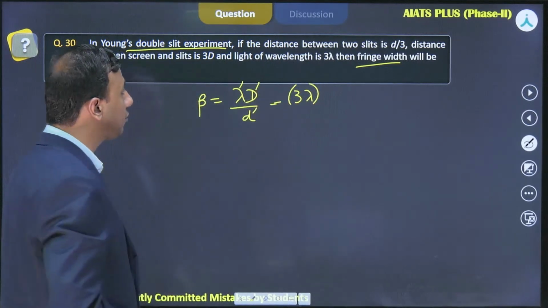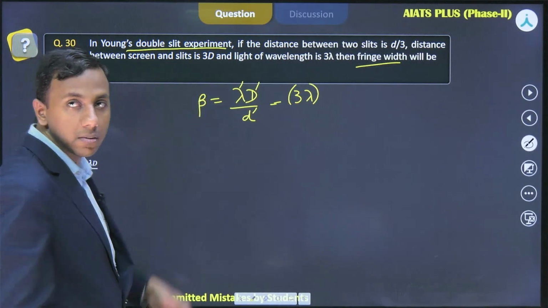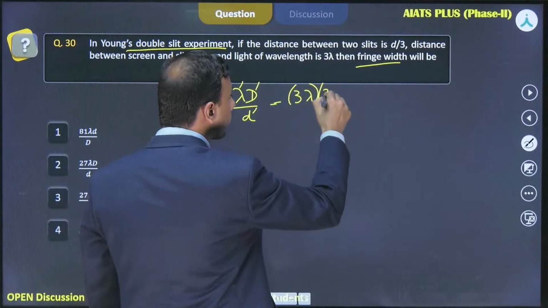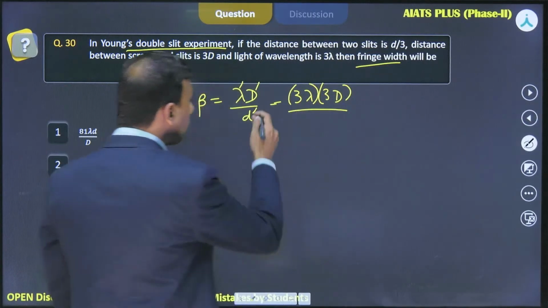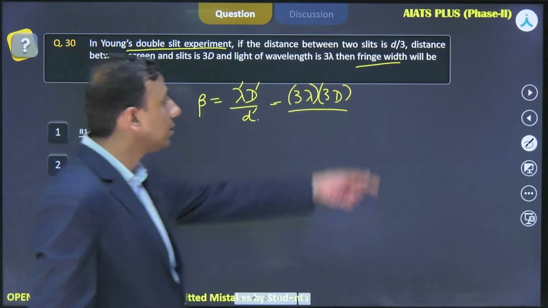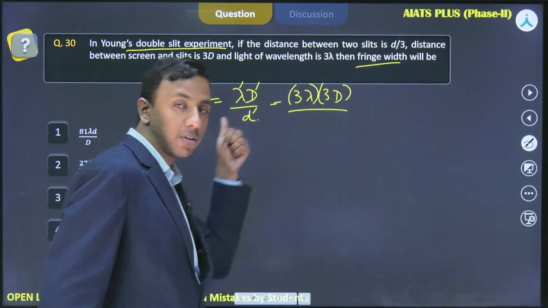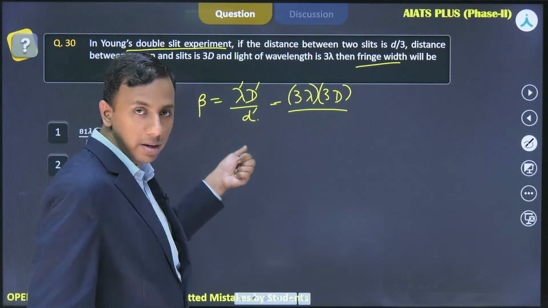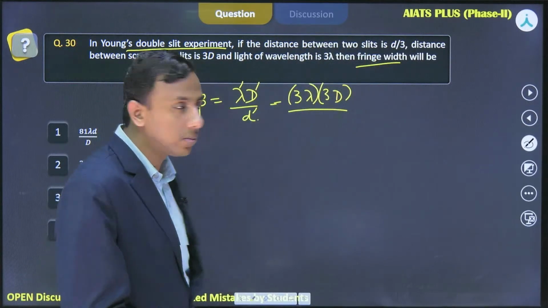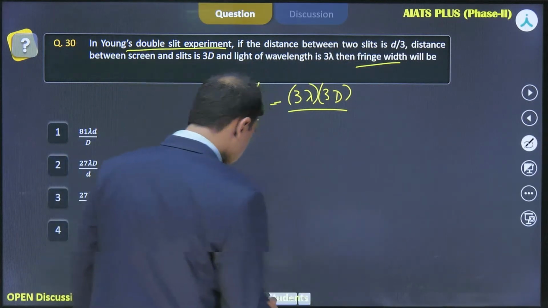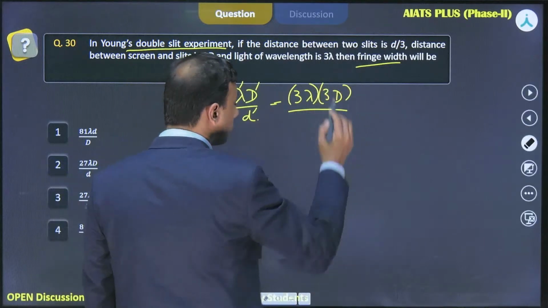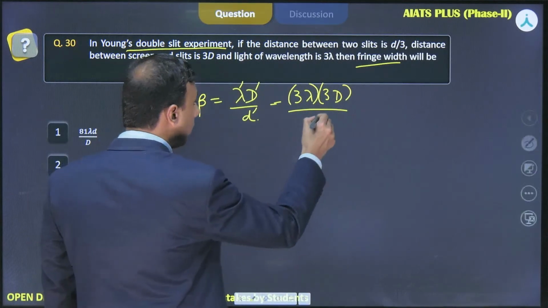What is the new D dash? It is 3D. Okay, 3D. And what is the small d dash? That is d by 3, right? Distance between the two slits. That was d over there. Here I put d dash, and the d dash is equal to d by 3.